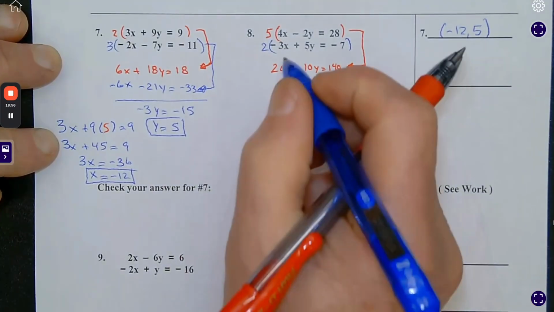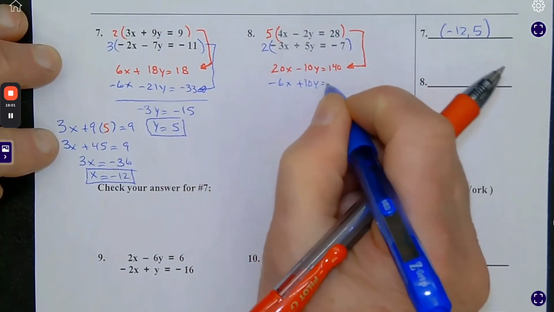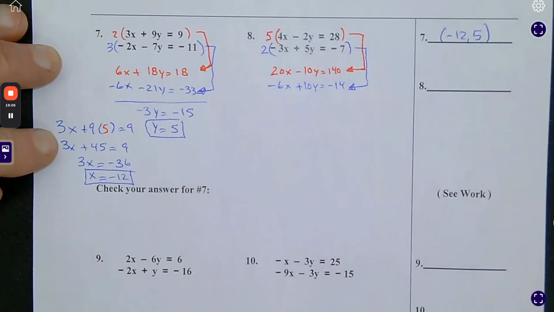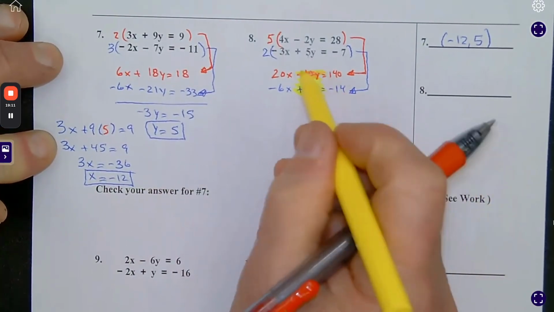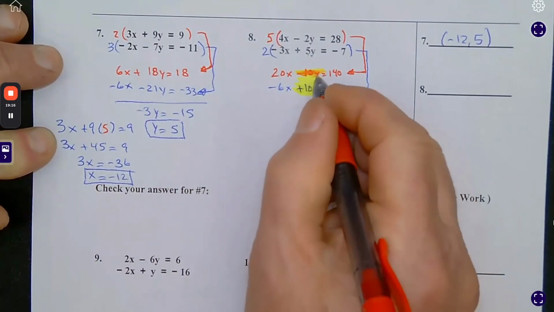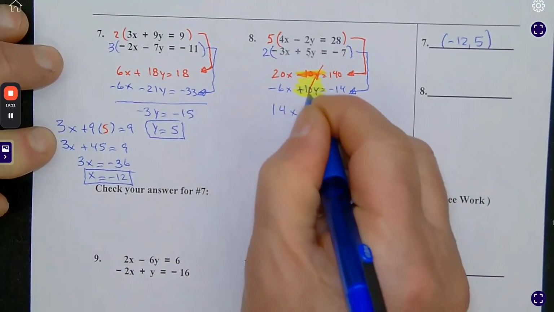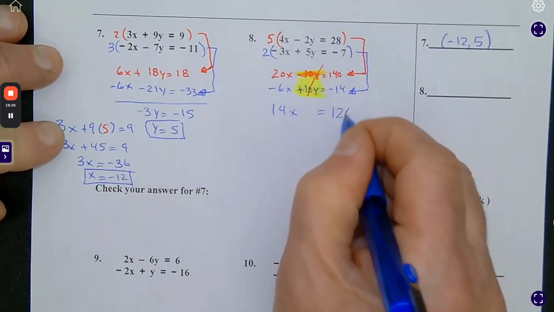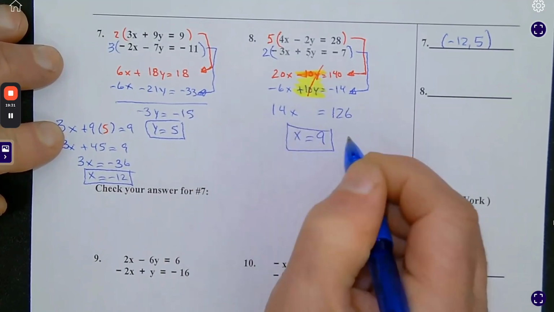It is. Then I have negative 6 plus 10y equals negative 14. That's what happens when I multiply that through. Notice I have opposites in front of my y's, right? That was my goal right there. All right, but this goes to 0. So add these up. 0, add these up. Oh, 126. Divide both sides by 14, and you get 9.